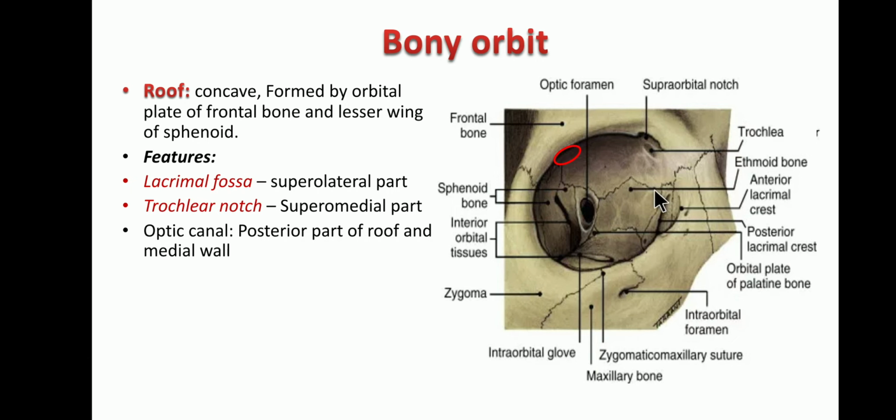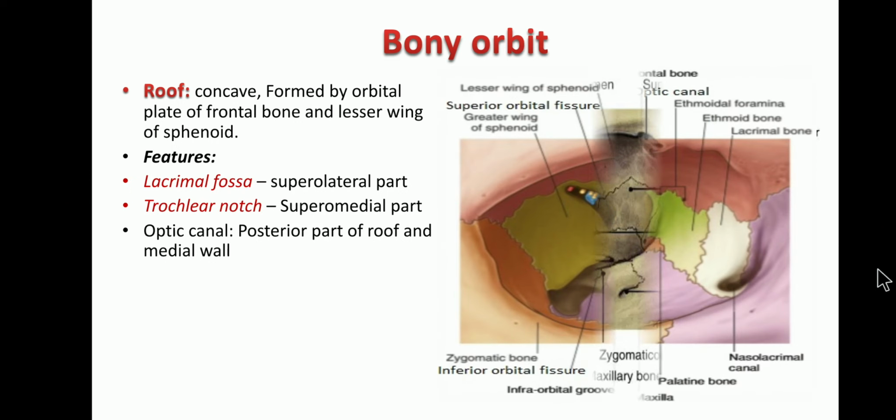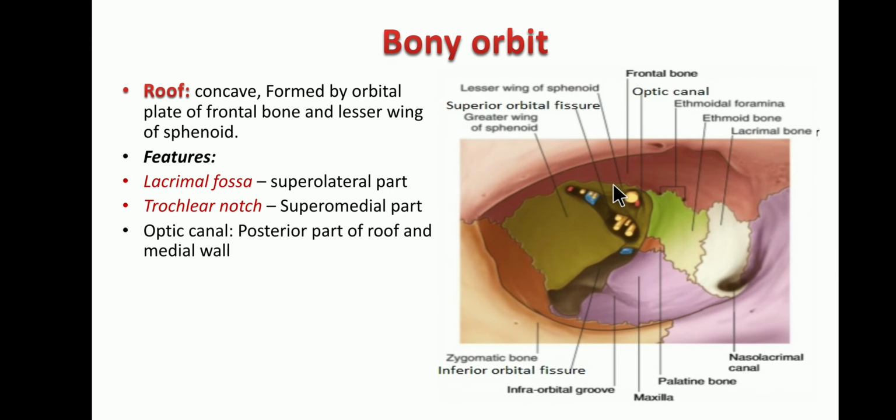Then the posterior part of the roof. Near the posterior part of the roof, at the junction of the roof and the medial wall, you see the optic canal. The optic canal transmits the optic nerve and the ophthalmic artery. Here you are able to see the optic nerve along with the ophthalmic artery situated inferolateral to the nerve. It emerges from the optic canal. Okay, so this is your roof structure, mainly formed by the orbital plate of the frontal bone.